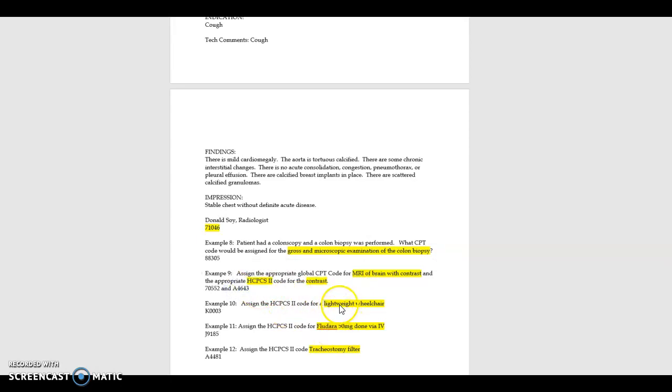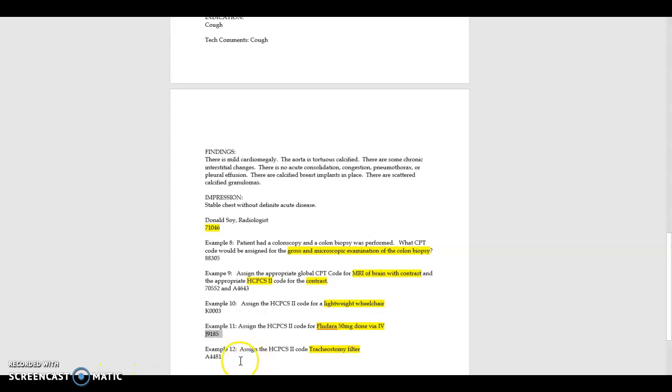The next example is the lightweight wheelchair. So you're going to look up the wheelchair in your HCPCS Level II book in the index, and then there's going to be a subterm for lightweight, and that's going to give you your HCPCS Level II code. The next one is from your table of drugs, which is listed in alphabetical order. The administration method was done via IV. If you look up the table of drugs and look up Fludara and then 50 milligrams, it's going to give you the HCPCS code of J9185.